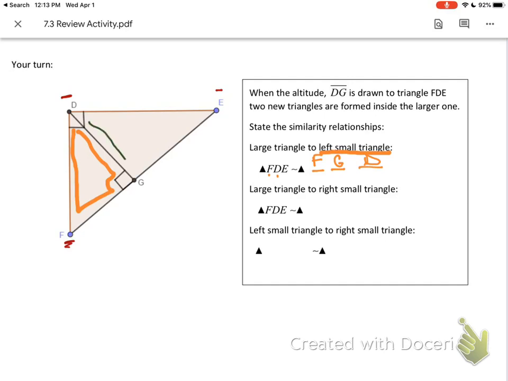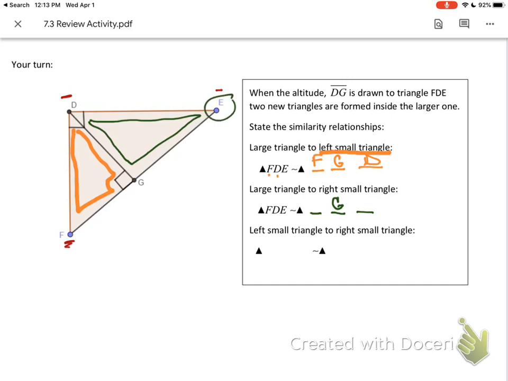Okay, so I'm going to color this in with some green so I know where we're looking. So the large triangle is still FDE. I need 3 letters for the small right triangle, or the small triangle to the right. Okay, so I know that D is the right angle in the big triangle, and I know that G is the right angle in the small triangle.